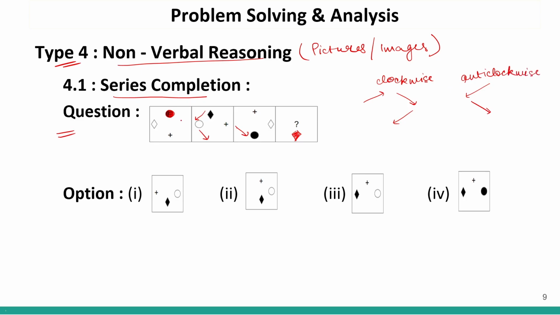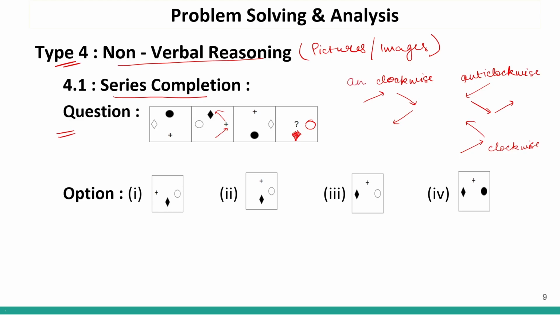Correct? So it was filled, then empty, then filled. So now the circle will move in this direction and it will empty up. So the circle will come in this position. So this was your second element. Now the third element is this plus sign. So if you look at the plus sign, first it is here, then it moved here, then it moved here. So again it is following like this, then this. So this is again a clockwise direction.